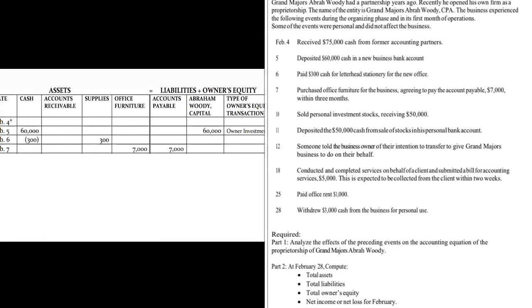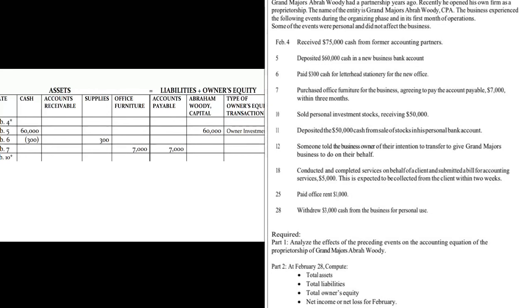Let's continue. On February 10, we sold personal investment stocks, receiving $5,000. Okay, this is someone who's smart. They made investments, right? But does this affect the sole proprietorship business? Was it the stocks of the business? No, it was his personal stocks. He did nothing to the business or for the business because of this sale. So therefore, this event would not affect the accounting equation of the proprietorship of Grand Majors Abra Woody. Would it affect his personal accounting equation? Yes, but we're not doing that. So February 10th, nothing changes.